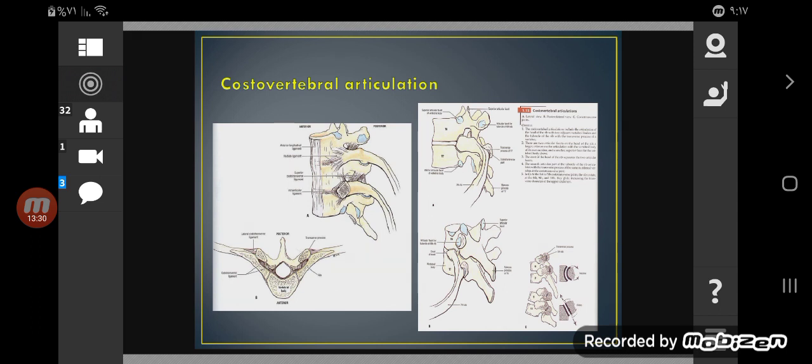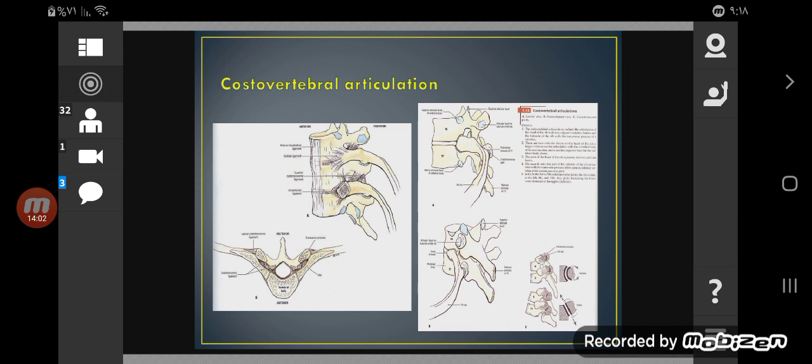Anterior end of the typical rib and the thoracic vertebrae: the costotransverse joint. The costotransverse joint is synovial in type. This joint is between the anterior surface of the transverse process and the articular part of the costal tubercle.